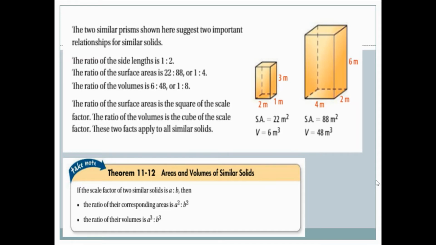Next, how about the volumes? The volume of the first figure is 6 cubic meters, and the volume of the second figure is 48 cubic meters. So the ratio of the volumes is 6 to 48, or if you simplify these two numbers, it will be 1 to 8.